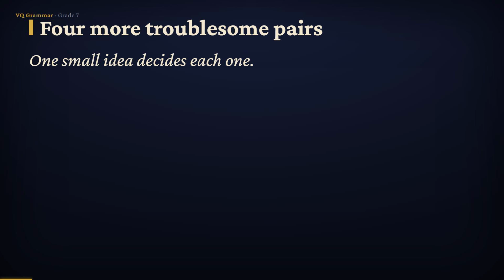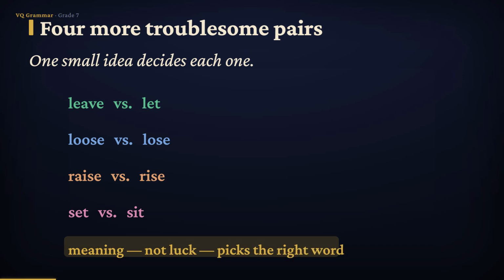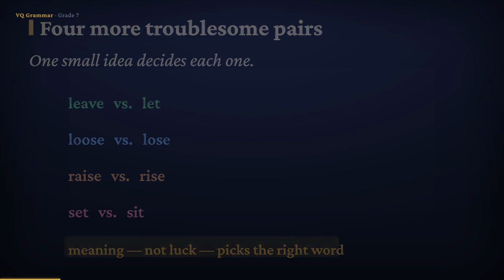Let's get started. Here are today's 4 troublemakers. First, leave versus let, which people swap all the time. Next, loose versus lose, where one extra O changes the whole word. Then, raise versus rise, a pair about lifting. And finally, set versus sit, which works the very same way. In every case, the meaning, not luck, picks the right word. So let's look at each pair closely.